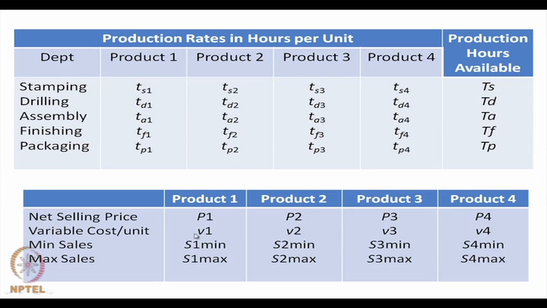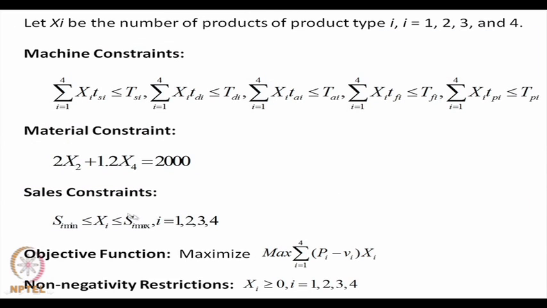Now, there are other constraints when you come to this table. The minimum sales and the maximum sales for each product type is given. That means the constraint is that x1 should be between S1 minimum and S1 maximum, x2 should be between S2 minimum and S2 maximum, x3 between S3 minimum and S3 maximum, x4 between S4 minimum and S4 maximum. That is what we have written down here, sales constraint. That is, Xi is between Si min and Si max.